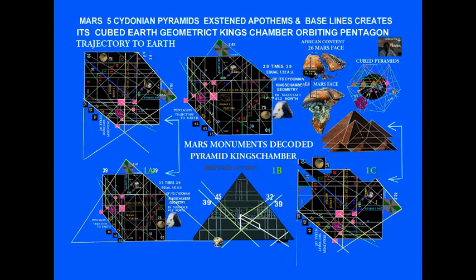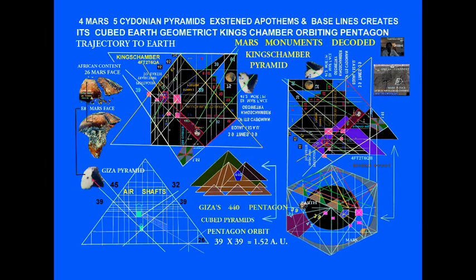So we see Mars' sun distance calculated by and generated by the Queen's Chamber geometry as generated from the 5 Cydonian pyramids. So now the overall geometry is that of an 8-sided mosque. Okay, the mosque is like the Dome of the Rock in the Bible. So here we have a biblical 8-sided mosque.